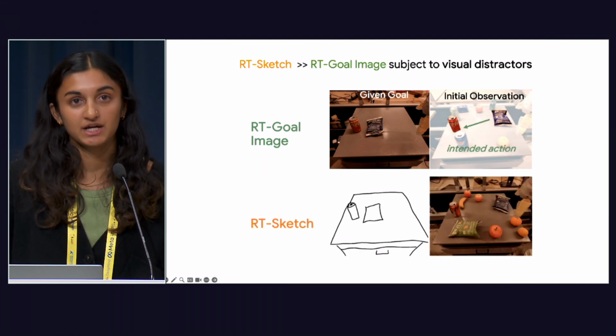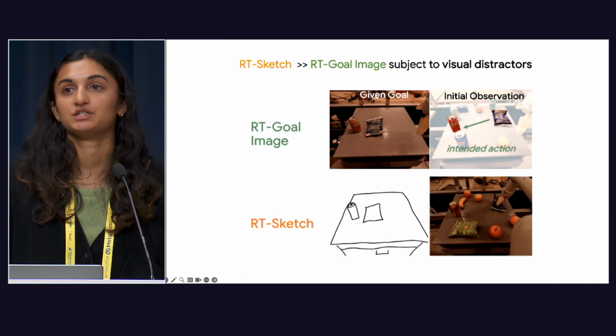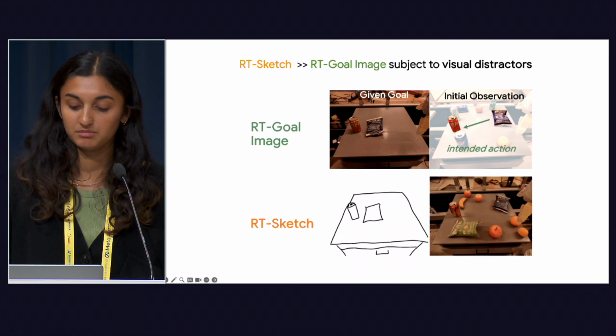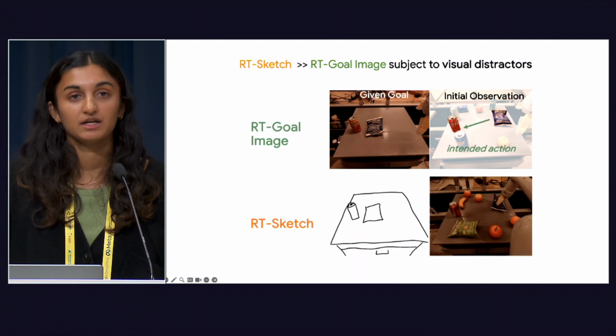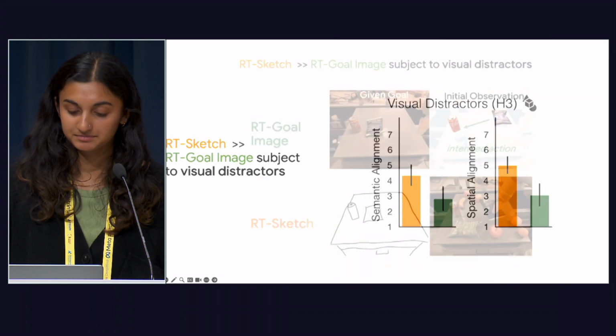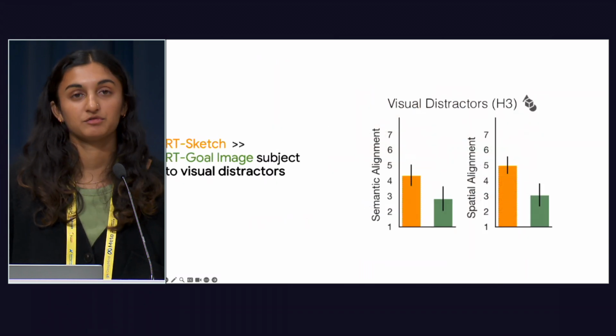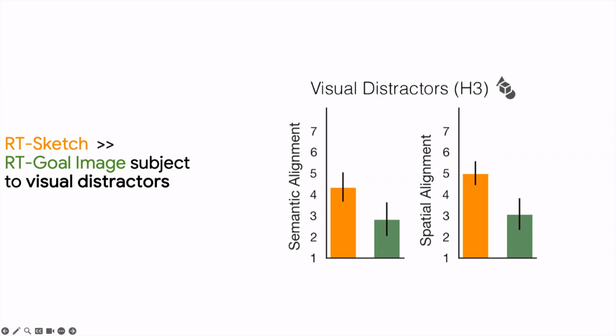But RT Sketch, having been trained on minimal sketches which abstract away much of the pixel level details, is still able to complete these kinds of tasks. So we see a marked performance improvement with RT Sketch over RT Goal Image in this case.